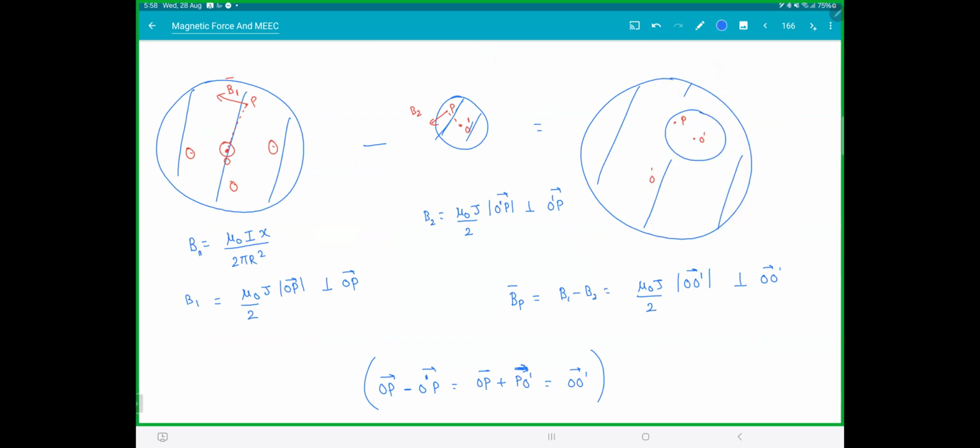Because if you fill up the cavity, you'll get a symmetrical shape, and the cavity is also a symmetrical shape. And how is the field's direction? If you look at the field's direction, it is perpendicular to OO dash. So it'll be like this. It is uniform. That is how the B bar will look. I'll just remove these blue lines. So this is constant in magnitude and direction.